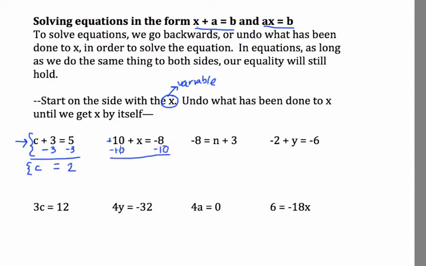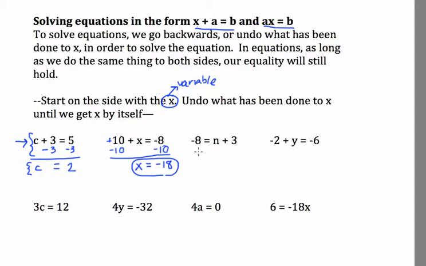10 minus 10 is 0, nothing. Bring down your x. Bring down your equals. Think money, negative 8 and negative 10 makes negative 18. You'll do a lot of work with negatives when you're solving these problems. So you might want to go back and review your negative rules.